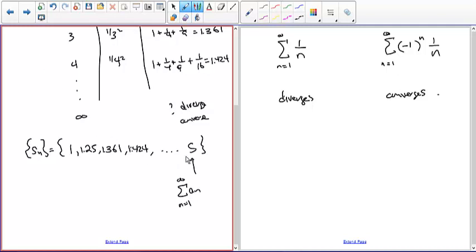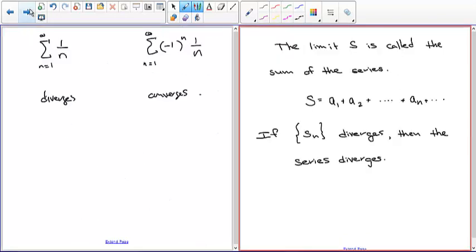And if that number is infinite, then we say that the sequence of the partial sums diverges. If that converges, then the series converges. If the sequence of the partial sums diverges, then the series diverges.